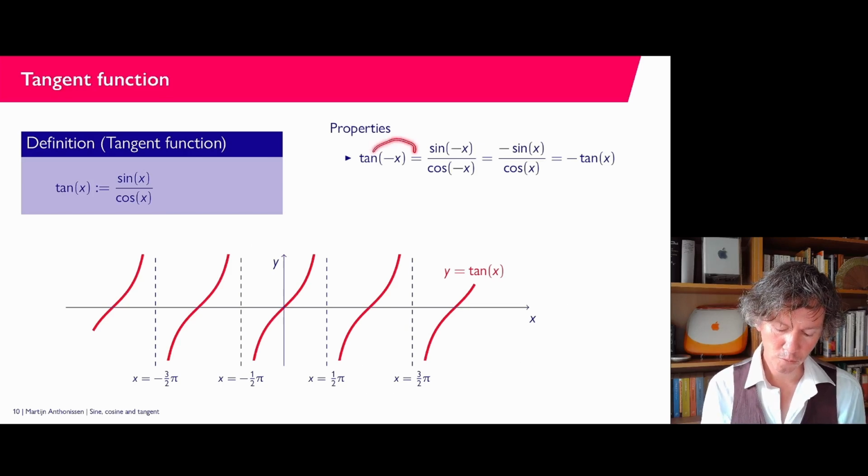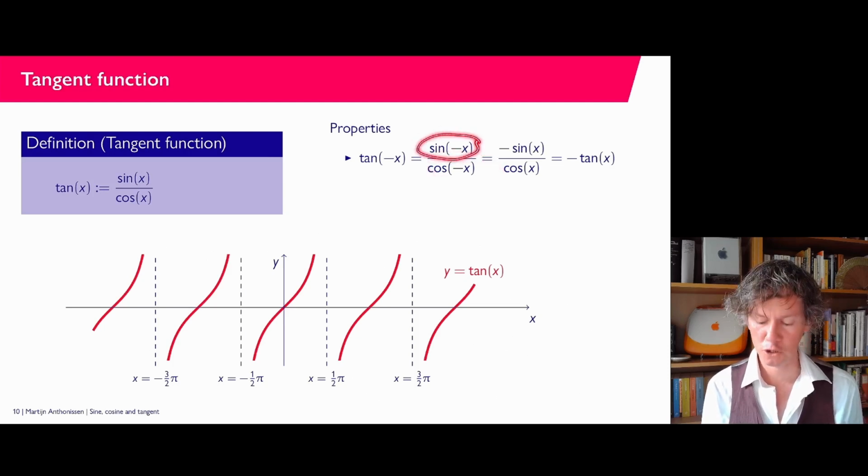Also, if you substitute minus x in the tangent function, you get sine minus x over cosine minus x. We have seen that this thing is minus the sine of x. In the cosine, it doesn't matter. So altogether, you see that the tangent has this property.